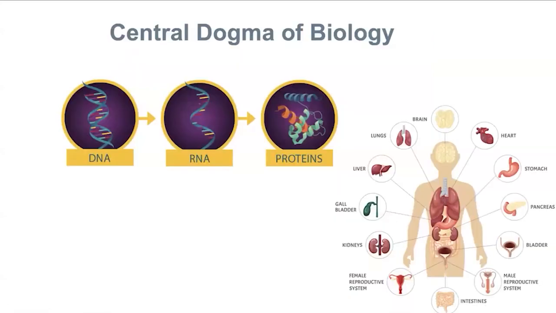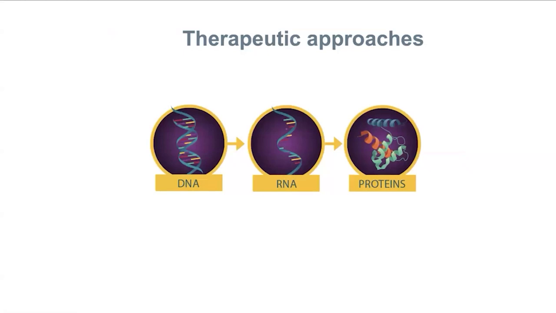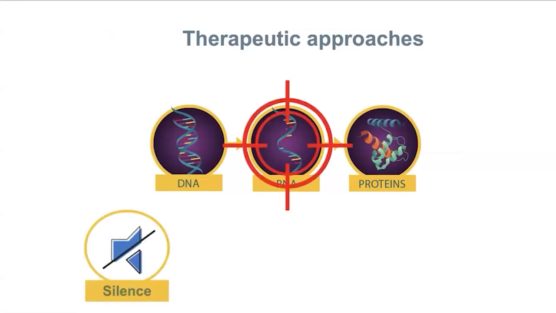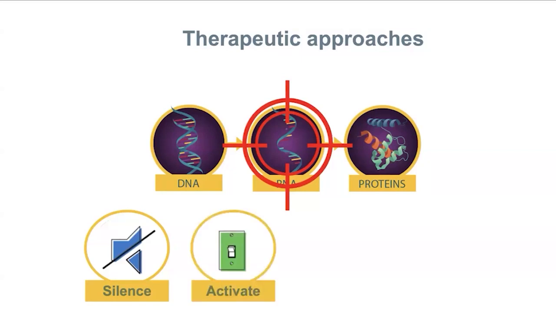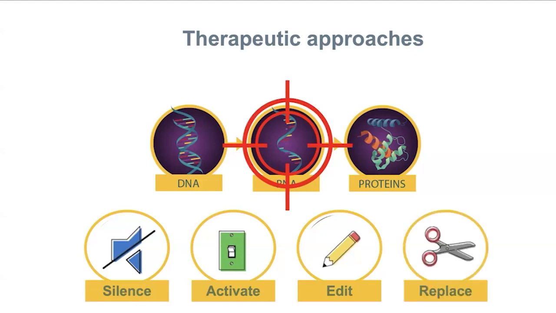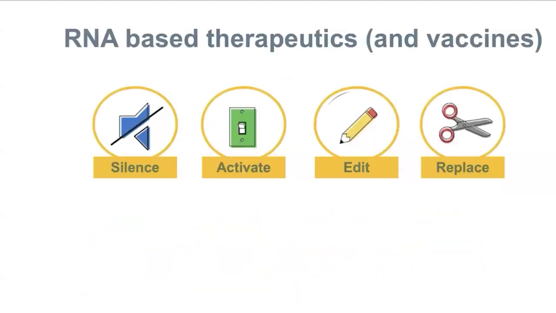So the central dogma of biology, going from DNA to RNA and proteins, has been around for many years. And now, in the next generation, we target the RNA, and we want to target it specifically to specific organs, and within the organ, specific cell types. So we are living in the RNA arena now, where we can do many things. We can silence genes, we can activate or express them, we can edit them, and in a very near future, we will be able to replace them.